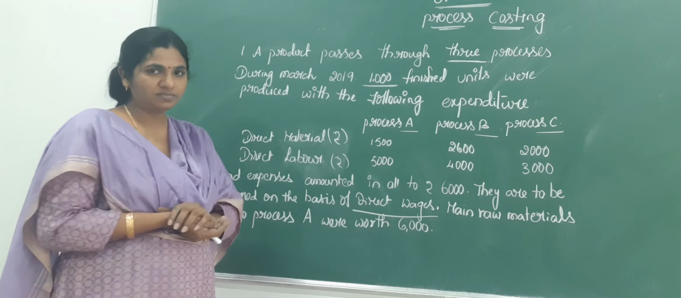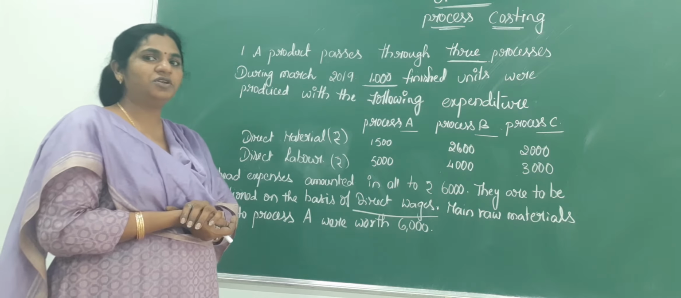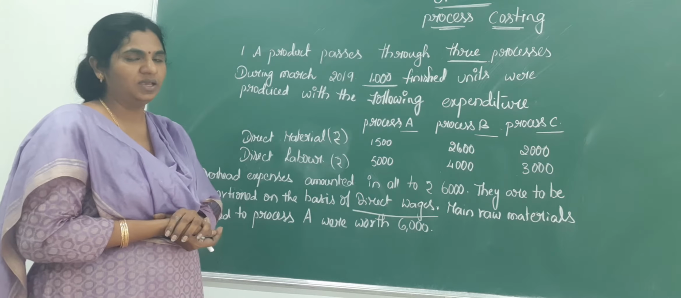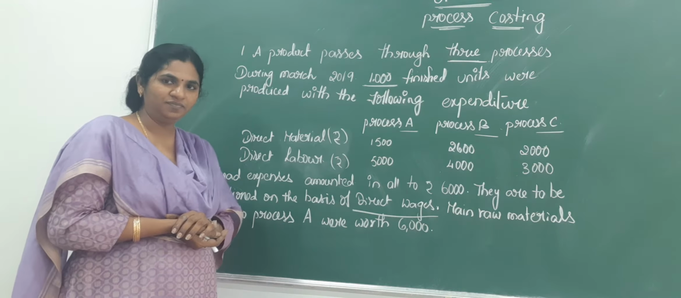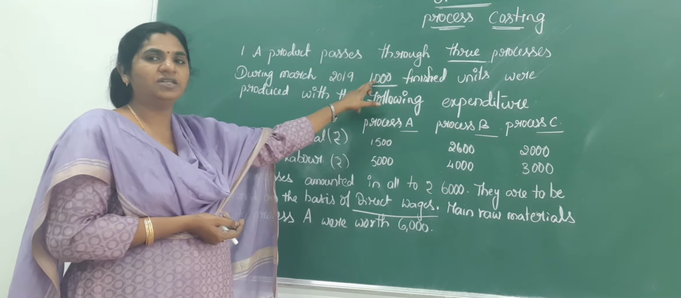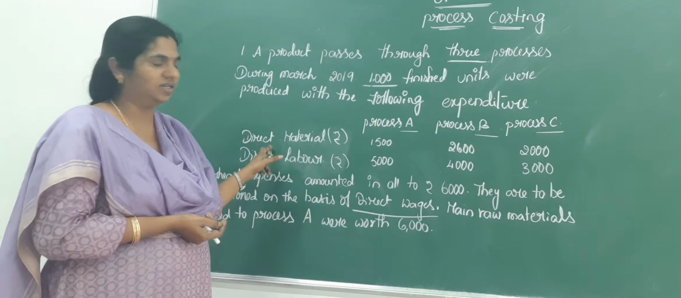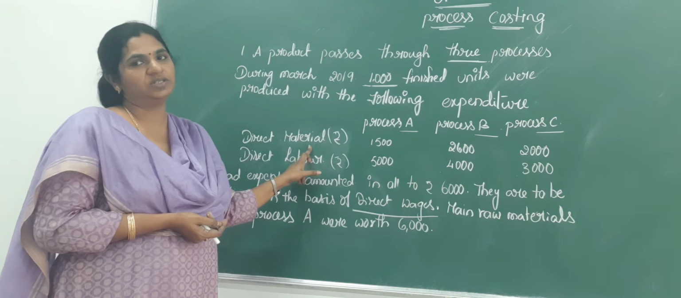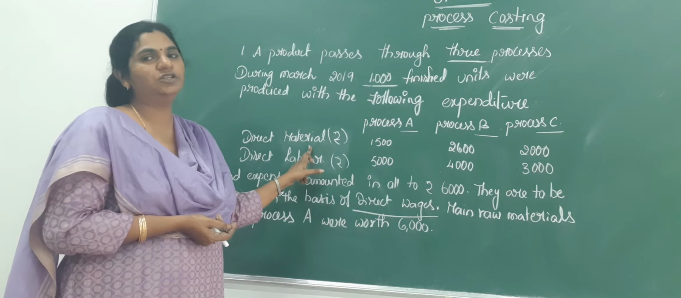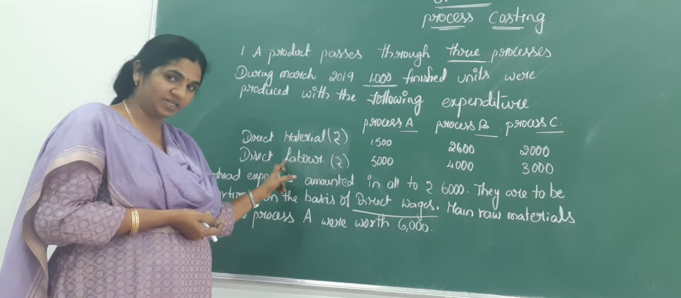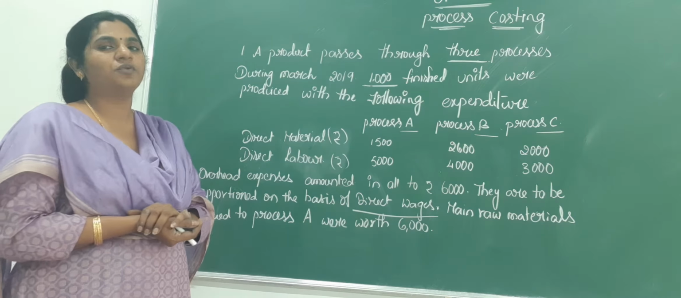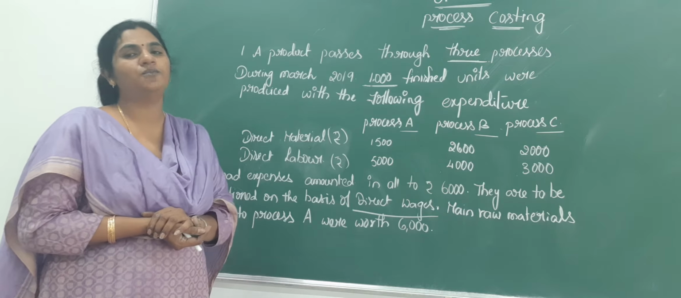So we have three processes, and the names of the three processes are process A, process B and process C. By the end of March 2019, 1000 units were finished, and to finish these 1000 units, the expenditure incurred is direct material: process A 1500, process B 2600 and process C 2000. Next, direct labor: 5000 for process A, 4000 for process B and 3000 for process C.